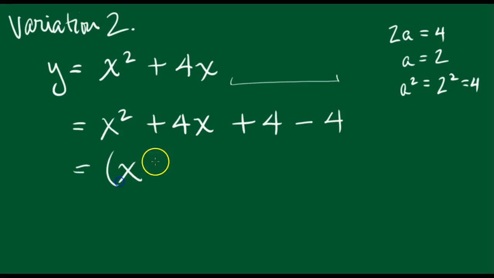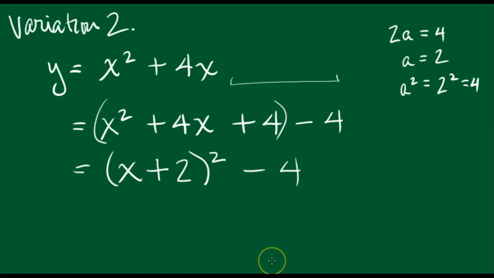So now I can factor the stuff on the left, x plus 2 squared. So that takes care of this much. And then I have minus 4 left over. So I'm adding 0 here. I'll put the 0 in quotes if you like, or if you don't like.